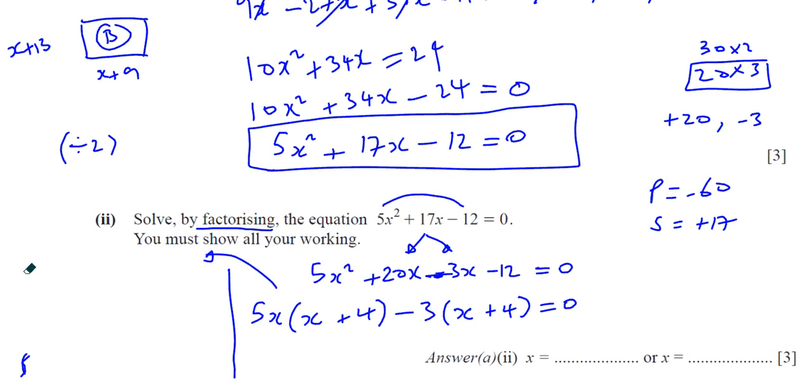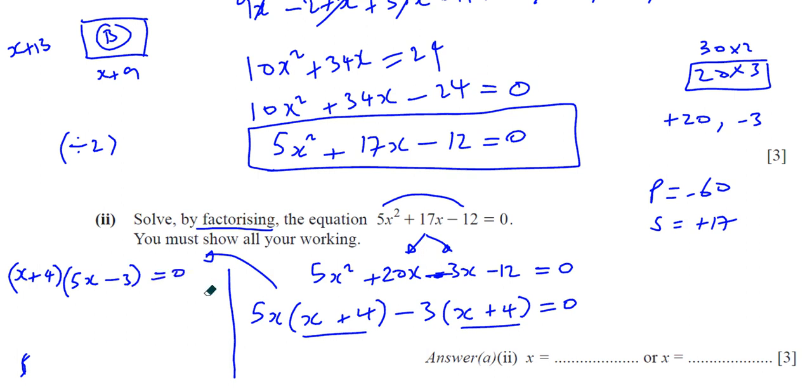So I've got x plus 4 in one bracket, which is the common factor in these 2 terms. What do I multiply by x plus 4 to give me 5x times x plus 4? I have to multiply by 5x. And what do I multiply by x plus 4 to give me minus 3 times x plus 4? It has to be minus 3, and that's equal to 0.